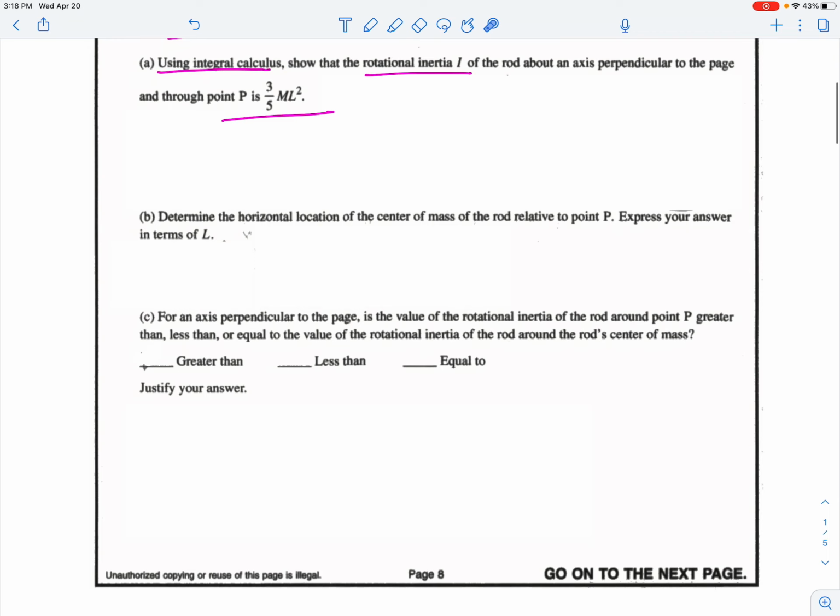Part C. For an axis perpendicular to the page, is the value of the rotational inertia of the rod around point P greater than, less than, or equal to the value of the rotational inertia of the rod around the rod's center of mass? For the value of the rotational inertia of the rod around point P, greater than, less than, or equal to the value around the center?